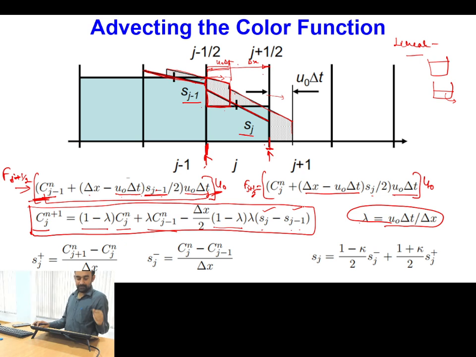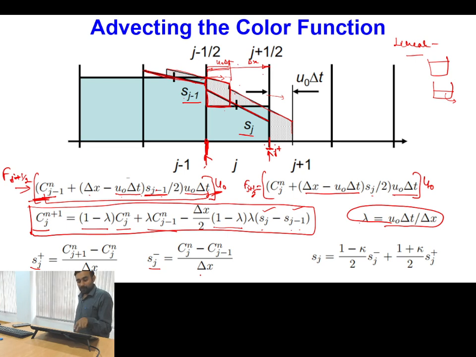So how to calculate the value of slope? Sj plus, what is the meaning? Sj plus, the J plus is referring to the rightward face. So if you have to calculate slope at the rightward face, it is simply taken as the value of volume fraction in J plus 1th cell minus at jth cell divided by delta x. Likewise, Sj minus is taken as volume fraction at this point minus volume fraction at this point divided by delta x.